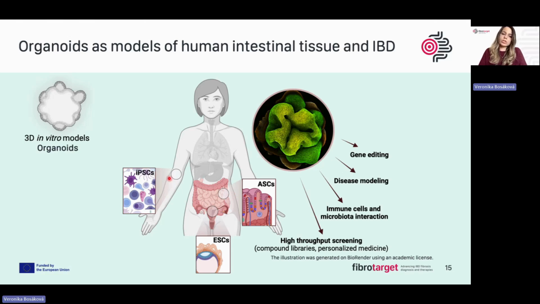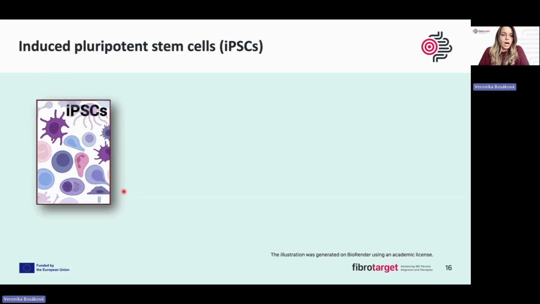But we can also have organoids that are derived from pluripotent stem cells, such as embryonic stem cells or induced pluripotent stem cells. All kinds of organoids we can use for gene editing, disease modeling, or interaction of different cell types, even with microbiome. And all of them we can use for high-throughput screening, such as library screening or personalized medicine. In this part, I will focus on induced pluripotent stem cell, iPSC-derived organoids, as this is a model that we use in our lab as a part of the project.